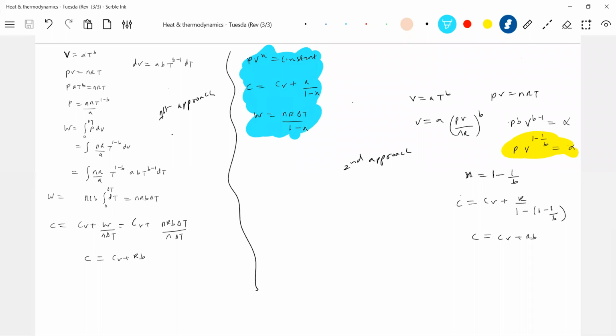There are around 20, 30 numericals. Just solve 4, 5 and come out of this concept. Let me go to the other thing.